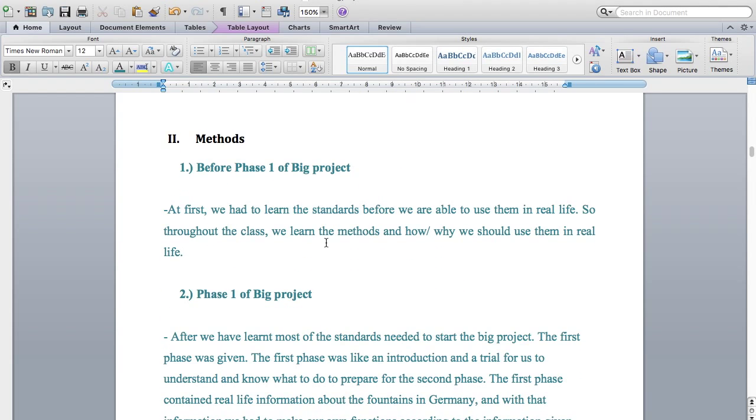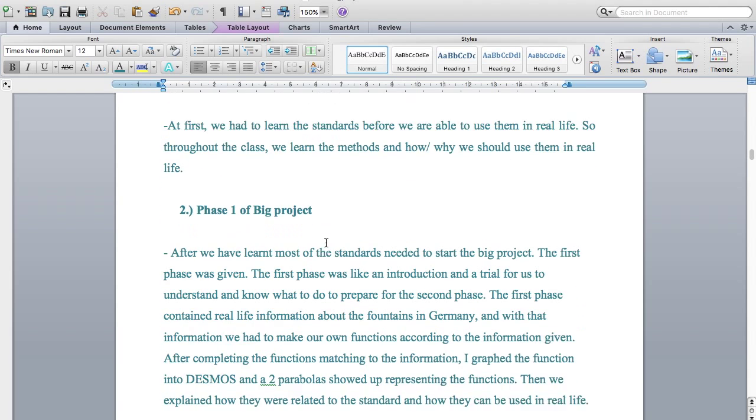Next are the methods. Before phase 1 of the big project, we had to learn the lessons and standards to apply to phase 1, because we needed the starting skills or techniques to solve the equations and be able to move to the next step.